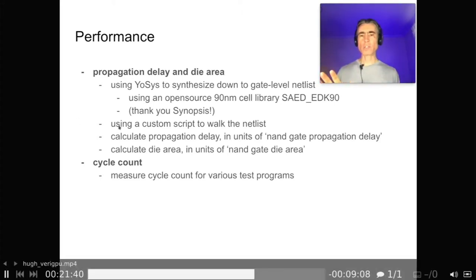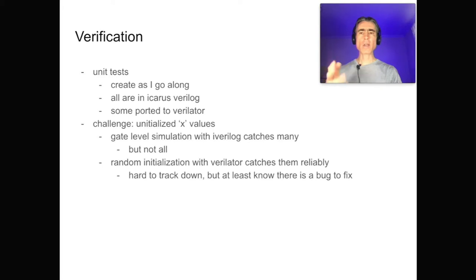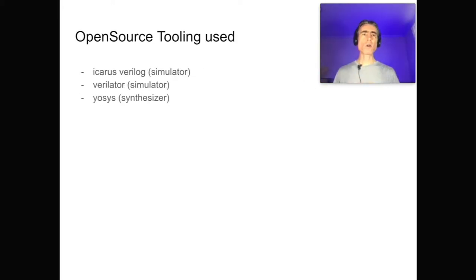All of these tests run on a CI server using CircleCI, which is free for open source projects. Basically, every commit, it measures the propagation delay, the die area, and the cycle count, as well as running the unit tests for the verification. We actually have integration tests and stuff too. All right, what open source tooling am I using? I'm using Icarus Verilog, which is a simulator, Verilator, which is another simulator, and Yosys, which is a synthesizer.